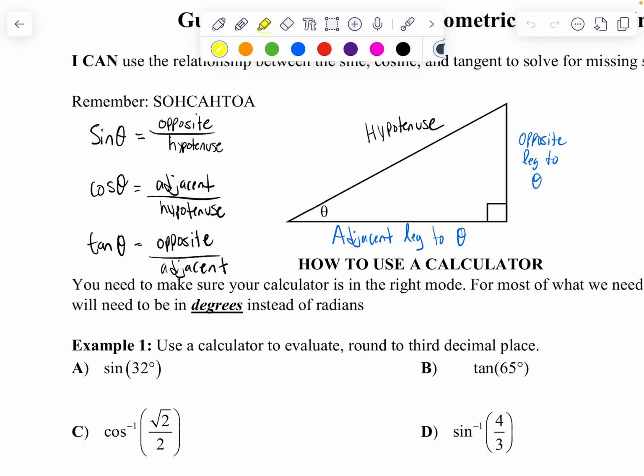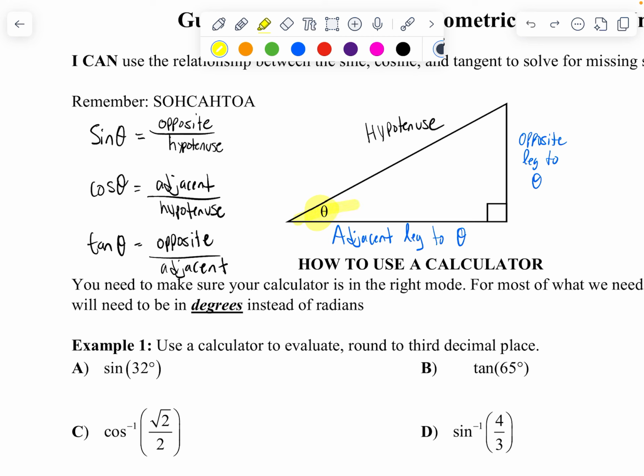SOHCAHTOA is the acronym for remembering the ratios for sine, cosine, and tangent. Remember, sine is the opposite to hypotenuse, cosine the adjacent to hypotenuse, and tangent the opposite to adjacent from some reference angle, which is theta in this particular case.